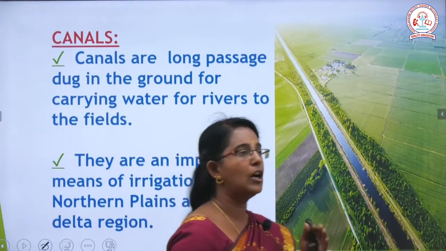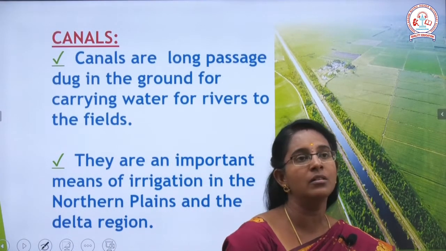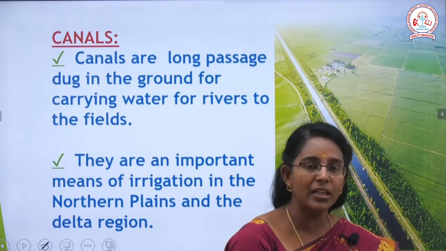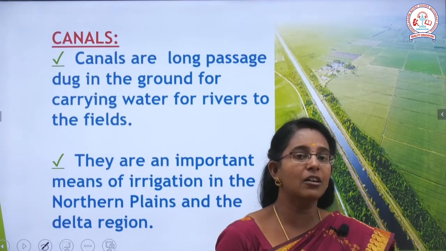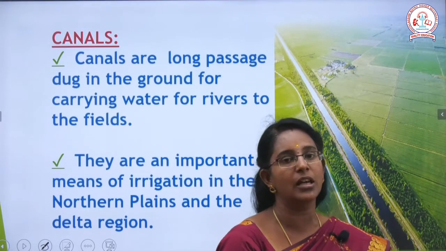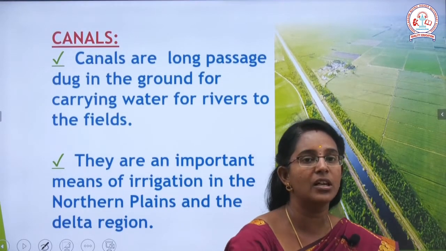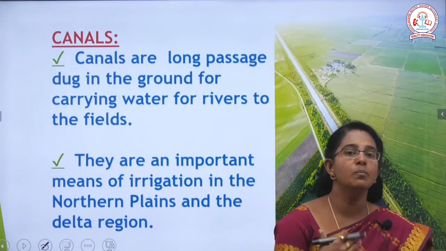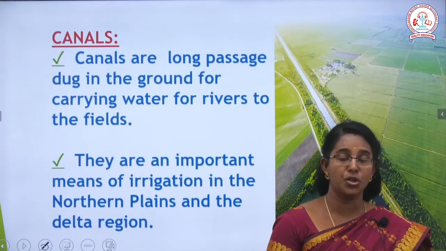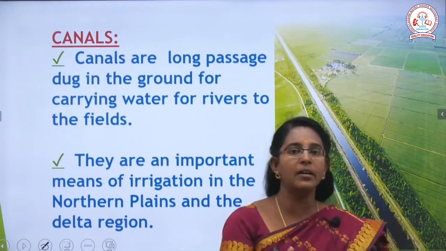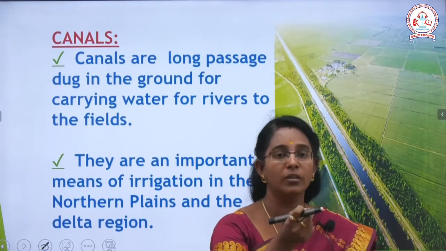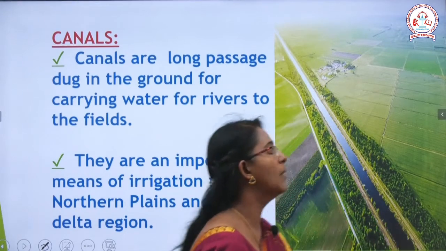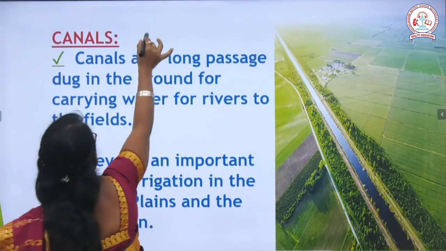So when the rain comes, when there is heavy rain, we must definitely save it. We never allow the water to mix with the sea or any other oceans. We want to collect the water in a proper way. We never waste a single drop of rainwater. So by using canals we want to save this water.